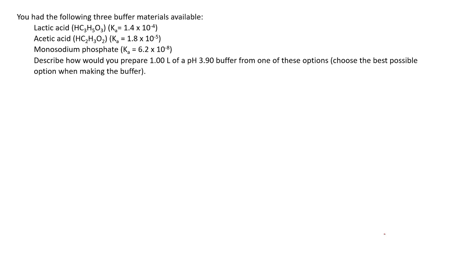And remember, we want our pH to be as close as possible to the pKa of our target. So we start by finding all the pKa's. Remember that pKa's are just the negative log of a number. If we take the negative log of our lactic acid Ka, we get a pKa of 3.85. For the acetic acid, that gives us a pKa of 4.74. And the monosodium phosphate gives us a pKa of 7.21. That means that out of our choices, lactic acid is our best option because it's the closest to pH 3.9. So now we need to solve with Henderson-Hasselbalch.